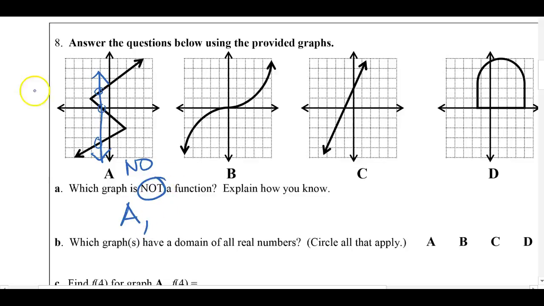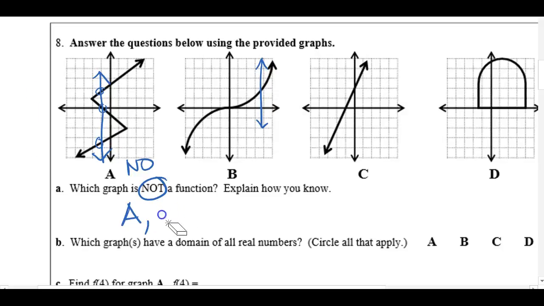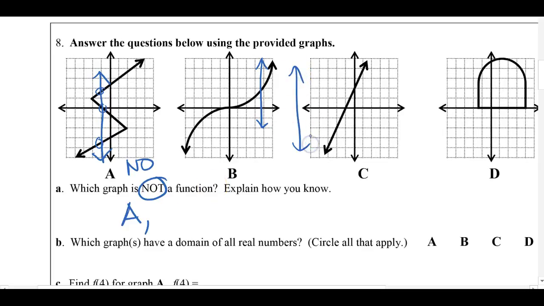Do another line. Now as I go across this function, do I hit more than 1 point as I go across? Nope, I don't. So B is a function, so I will not list it here because we're looking for ones that are not a function. And then C, as I go across this one, again, it does not touch more than 1 point, so that is a function. So I won't list that there.